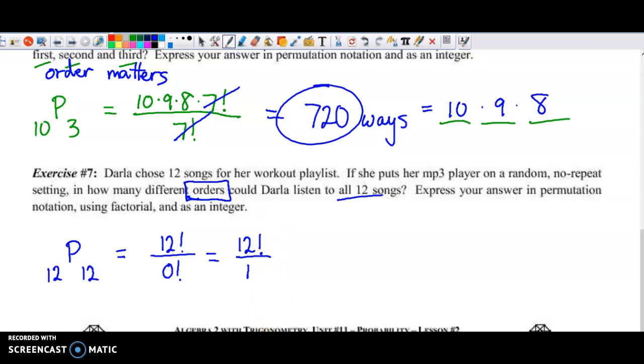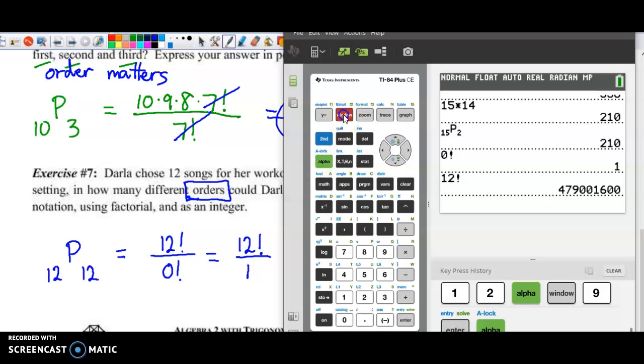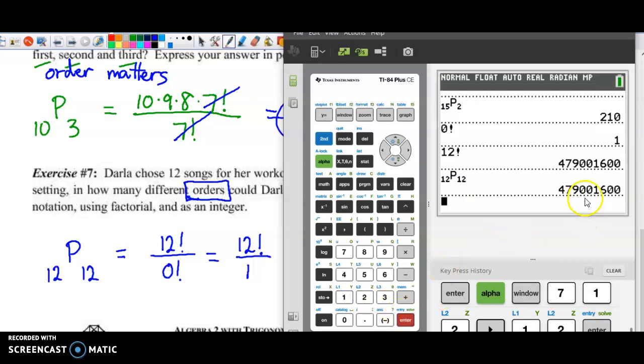And so it's up to you if you're going to use a calculator. I would definitely use a calculator, though. If you hit 12 factorial, that would be the same thing as if you did 12P12. A ridiculous number of ways of getting the right answer.